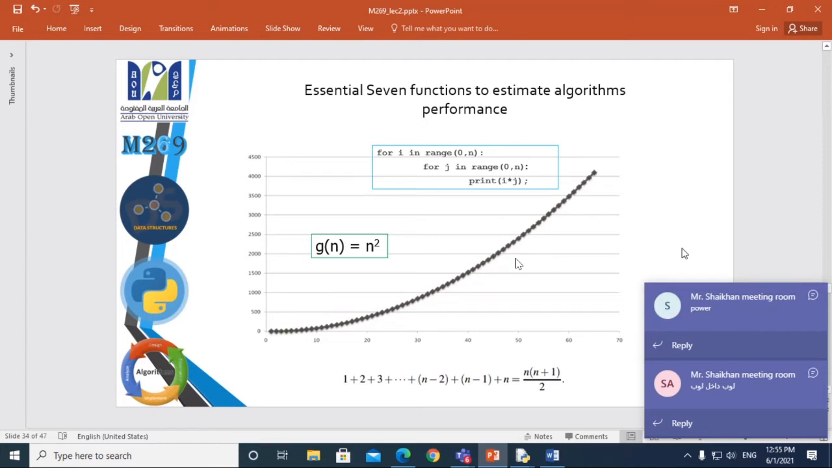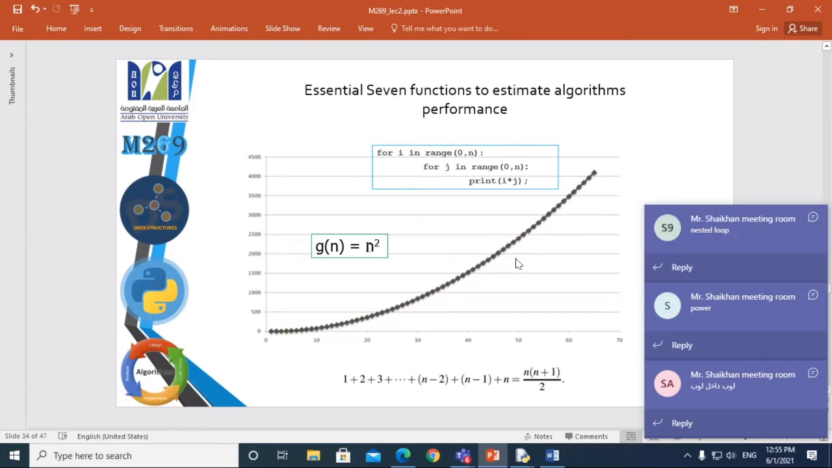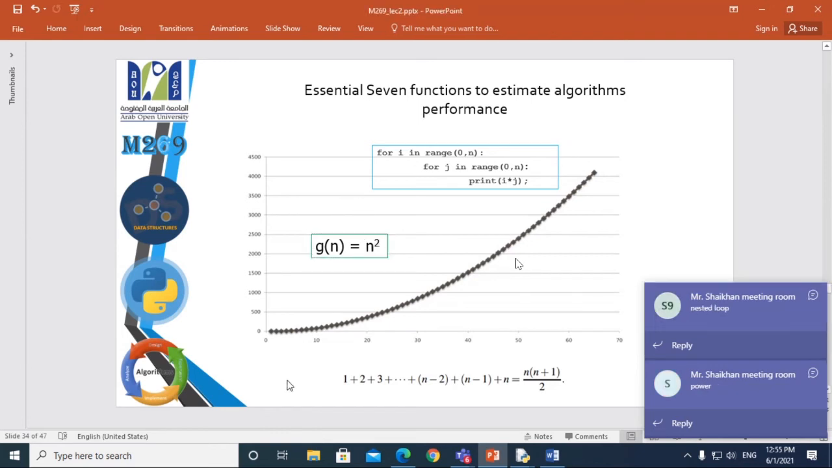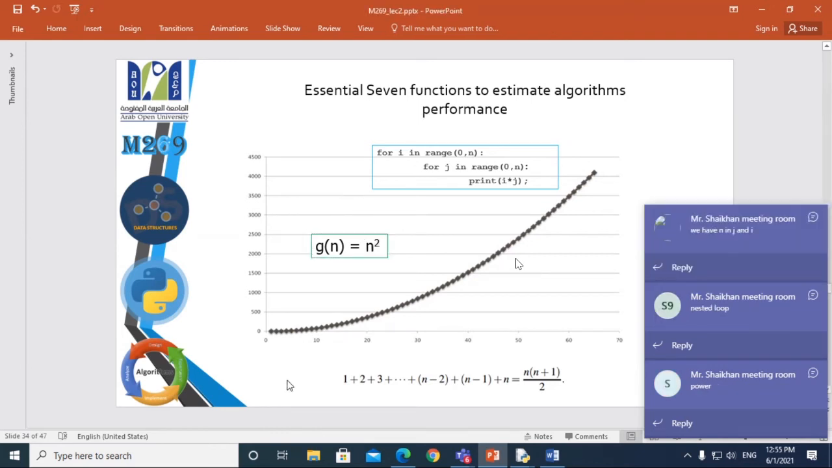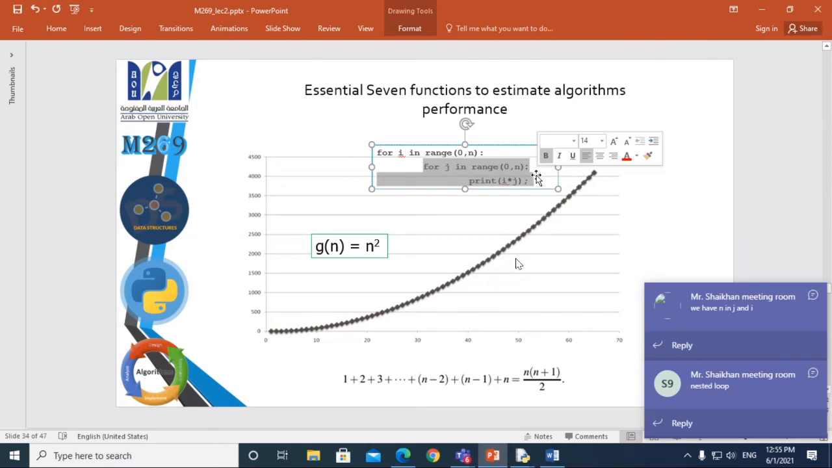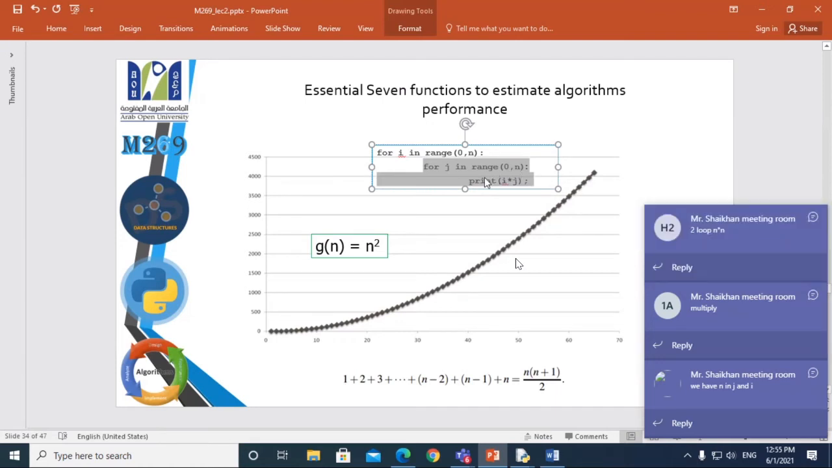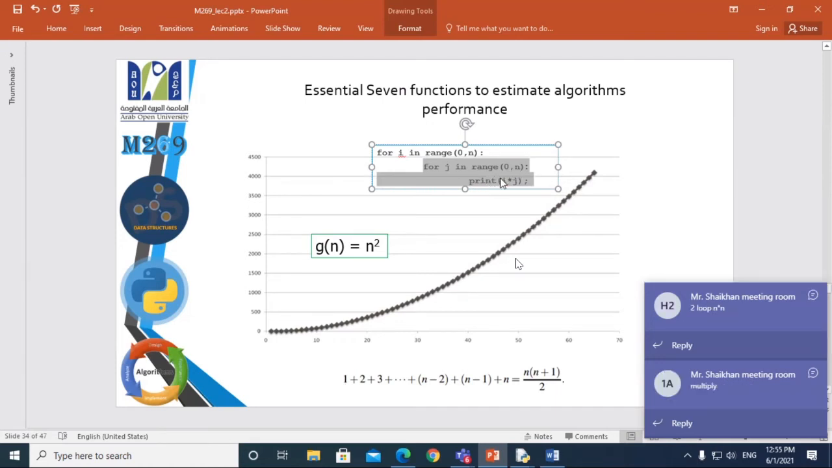Second question: why is it n squared? Why is the answer here n squared? Because we have a for loop inside a for loop. So look at the inner loop. How long will it be executed? It says from 0 to n. Is the n value changing here? No. Every time it will print i multiplied by j, so it will be repeated n times.